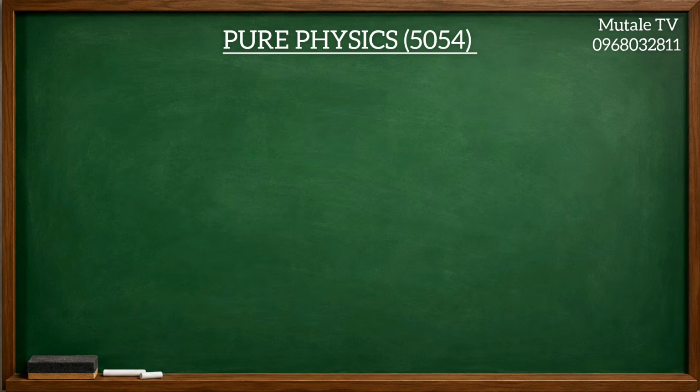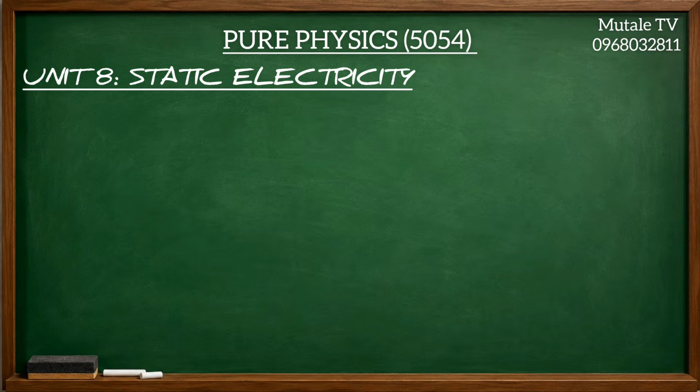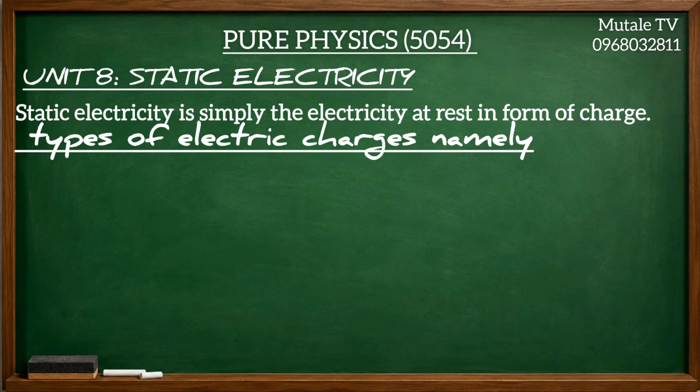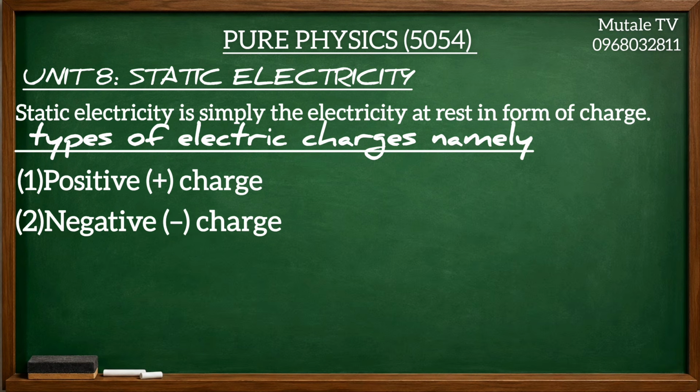Alright, so without any further ado, let's start today's lesson, which is static electricity. First things first, we need to define what static electricity is. Static electricity is simply the electricity at rest in form of charge. There are two types of electric charges, namely the positive charge and the negative charge.